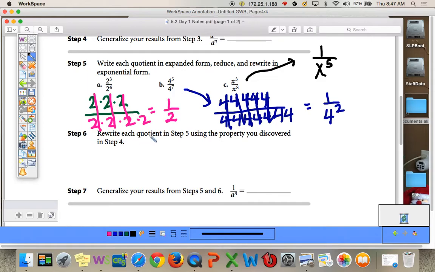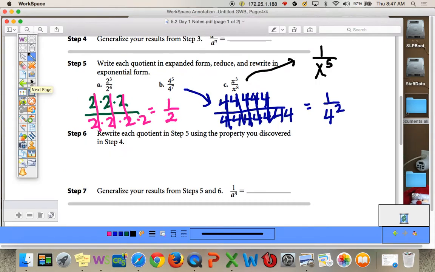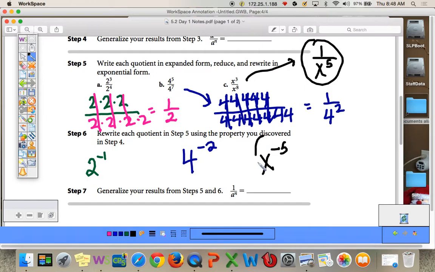So it says rewrite each quotient in step 5 using the property you discovered in step 4. Well, in step 4, it said you subtract the exponents. So this one will have 2 to the 3 minus 4 power, 2 to the negative 1. For this one, we'll have 4 to the 5 minus 7, which is negative 2. And then the last one, 3 minus 8 is negative 5. So these are actually equivalent.